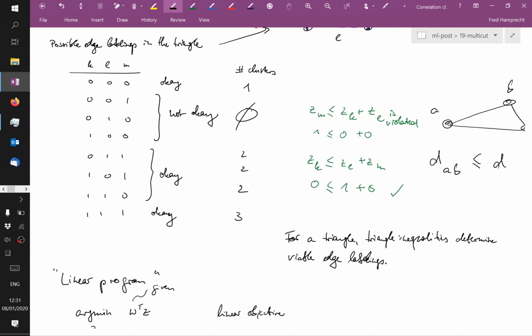And for a triangle graph, such as the one we considered, these triangle inequalities, if they're satisfied, they tell us that the edge labeling is okay. And if one of the triangle inequalities is violated, then we know that the edge labeling is not okay. It's not a feasible solution.